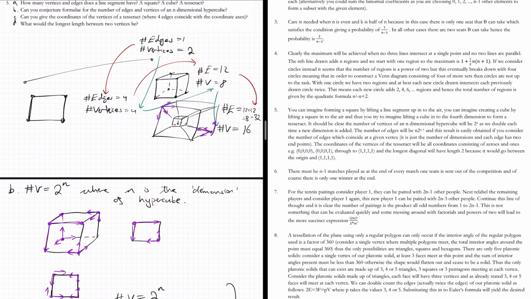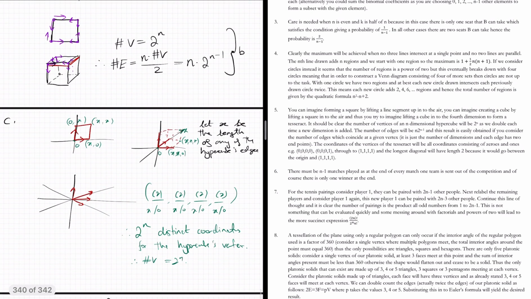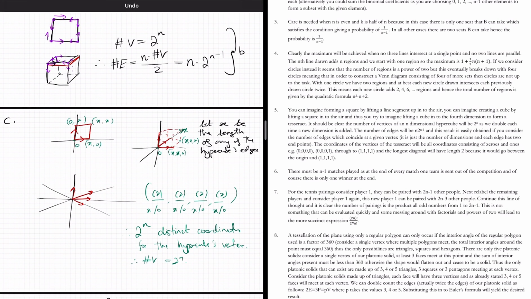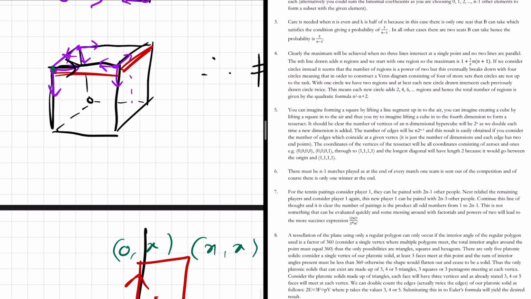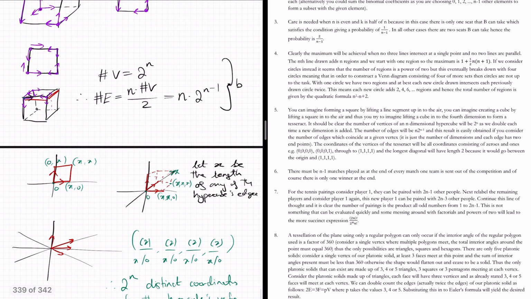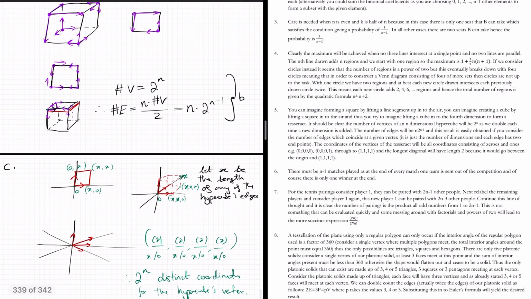The number of edges will be n times 2 to the n minus 1. Okay, yeah, so we did get that actually as well. And this result is easily obtained if you consider the number of edges which coincide at a given vertex. Each edge has 2 endpoints. Yeah, so I think this is the same kind of idea here. If we assign for the dimension a number of edges to each vertex, it will be clear that each edge on the hypercube is accounted for by 2 vertices. So we just divide everything by 2 to give us this final result.